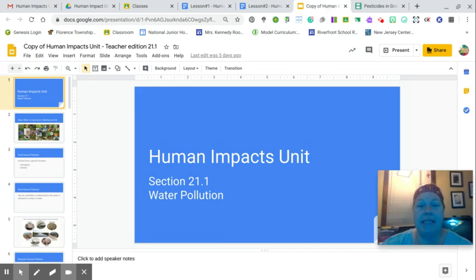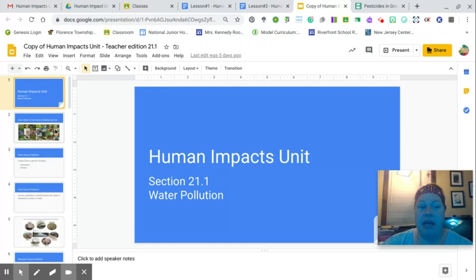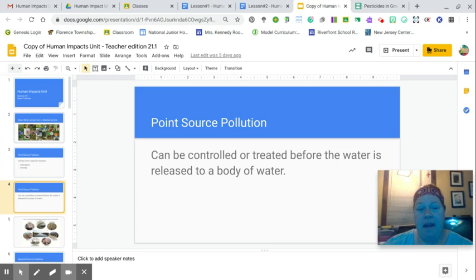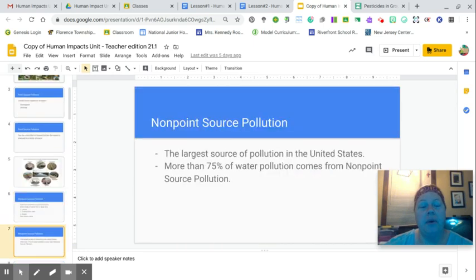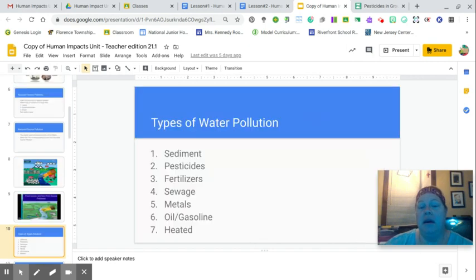So this is slides 10 through 16 in your slide section. Notice that I have the teacher edition, and I'll be opening that up. All righty. So today we're just going to talk about some of the different types of things that pollute water. The first 2, actually all of them, some people in some areas don't necessarily encounter all of these things, but Florence experiences all of them.